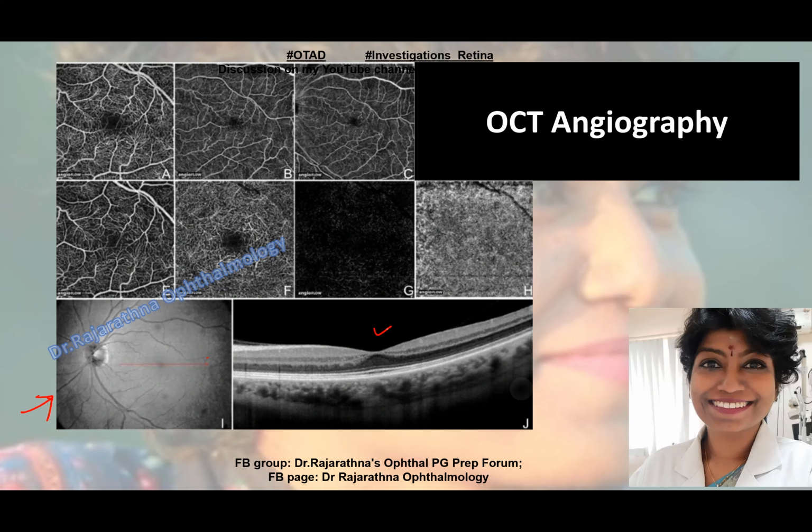When I say geographic atrophy, which layer is atrophied? The RPE is atrophied. So if the RPE is atrophied, there is no lipofuscin. So when there is no lipofuscin, where is the question of fluorescence? And now where is the question of hyperfluorescence? No, you will have hypofluorescence. In fact, that means it will look dark on autofluorescence.